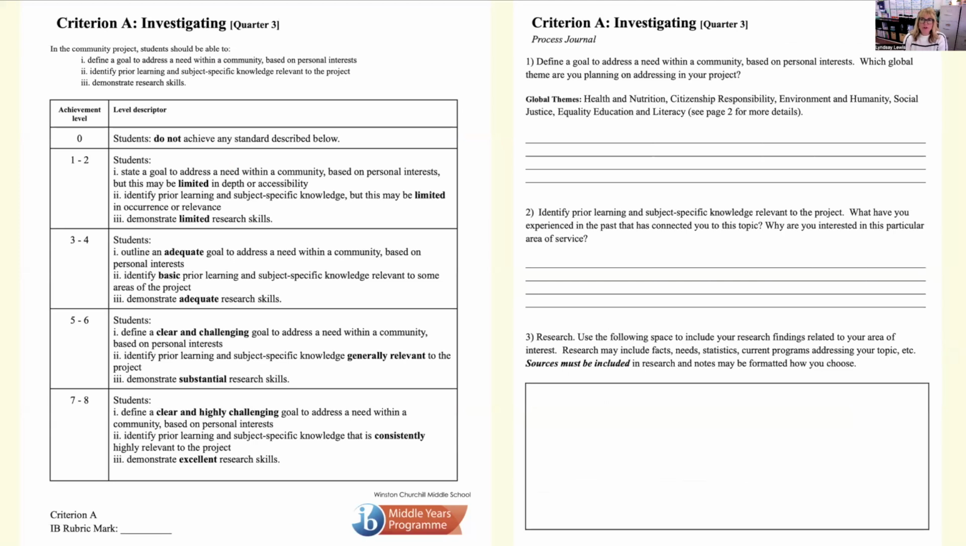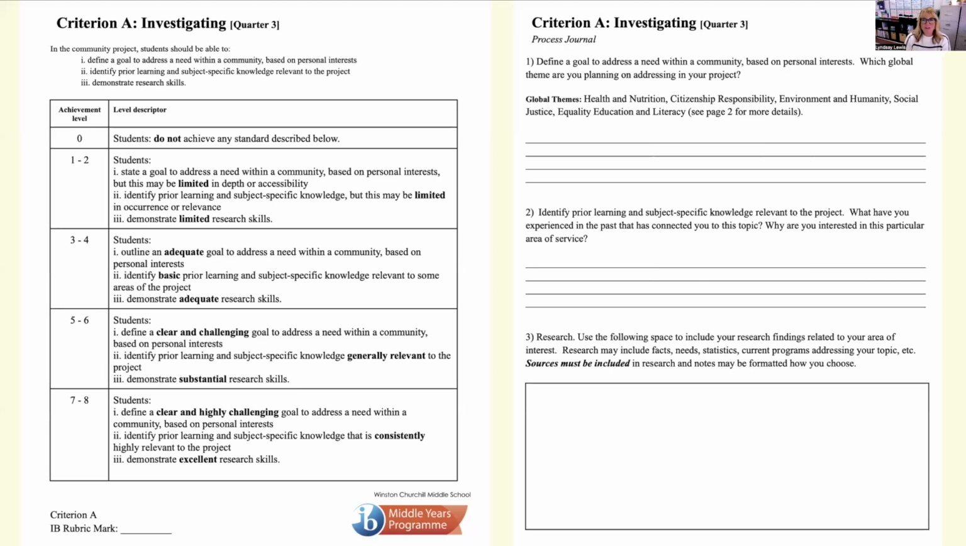Looking a little bit further into our process journal, it is divided up into 4 different criterion. So we're pretty familiar with the IB rubrics, hopefully, as it's your third year here at Churchill. The community project also has IB rubrics, so that's something that should feel somewhat familiar.